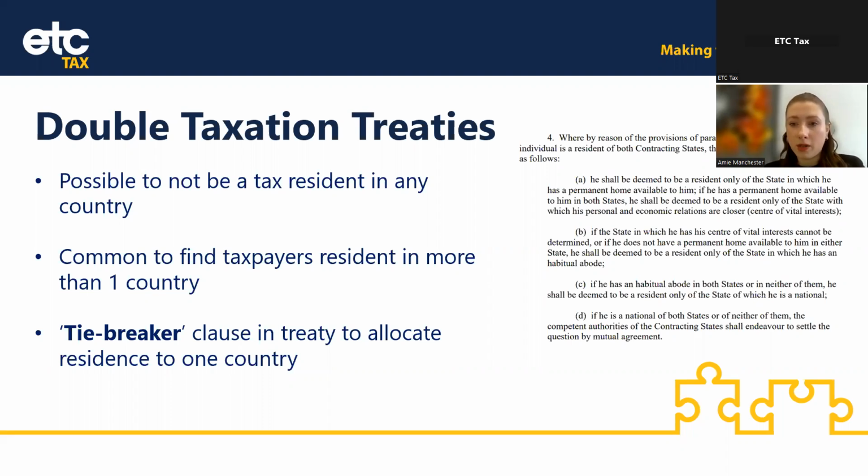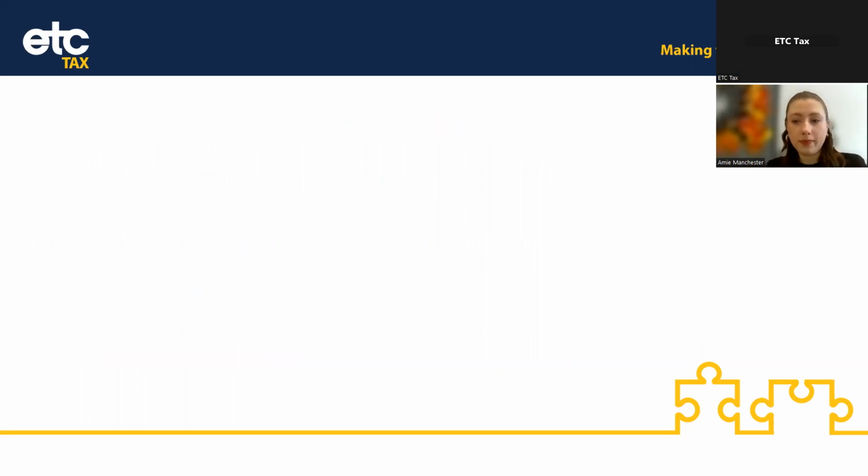There are quite a few stepping stones there, and you would hope that the client would meet one of them in order to allocate their residence that way. It's really helpful, to be honest, being able to do that, especially with people travelling for work purposes, where it is quite common to see taxpayers resident in more than one country. So the treaty can help us allocate treaty residence.